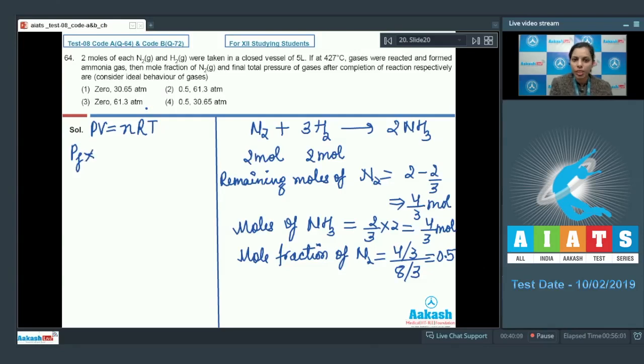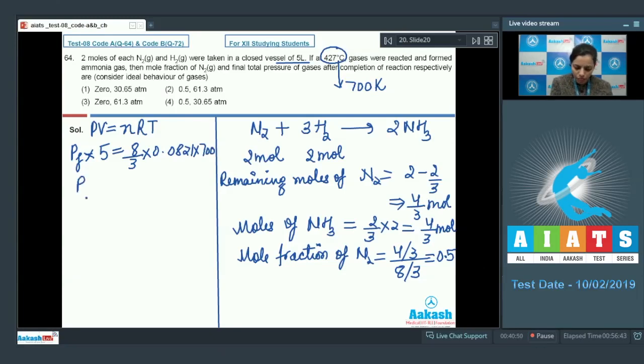The final volume, in the question it's clearly given that the vessel has the capacity of 5 liter. That's why the final volume is 5 liter. N is the total number of moles which are present finally. So finally the total number of moles are the moles of nitrogen plus moles of ammonia. It means 8 by 3 moles. What's the value of R? That is 0.0821. And what is the temperature there? The temperature is 427 degrees Celsius. In Kelvin, this value becomes 700 Kelvin.